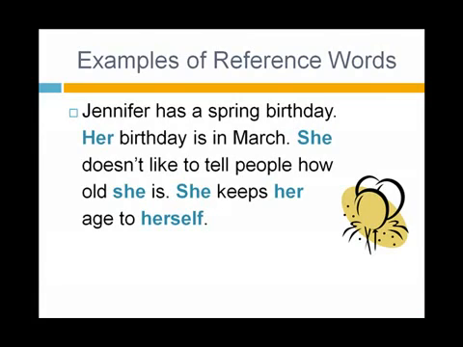Listen to this statement. Jennifer has a spring birthday. Her birthday is in March. She doesn't like to tell people how old she is. She keeps her age to herself. This statement is about Jennifer. The words in blue, her, she, herself, refer back to Jennifer. These words are understood, although we don't mention the person by name. Her, she, herself are examples of reference words.